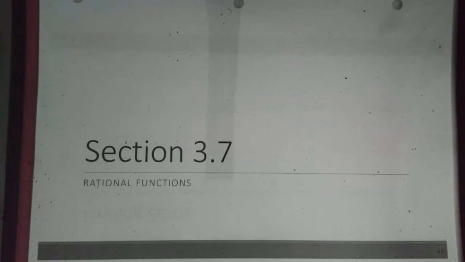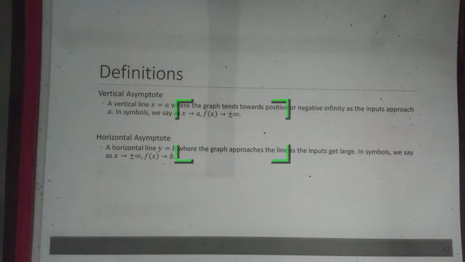In this video, we will be looking at section 3.7, which covers rational functions. We're going to start by looking at vertical and horizontal asymptotes.